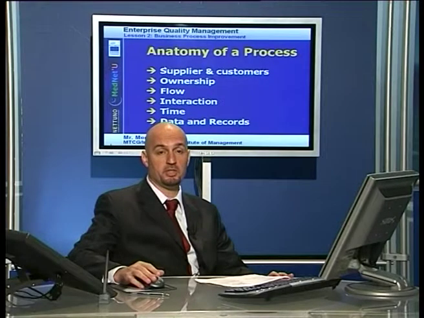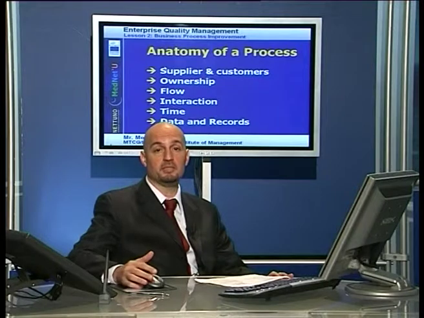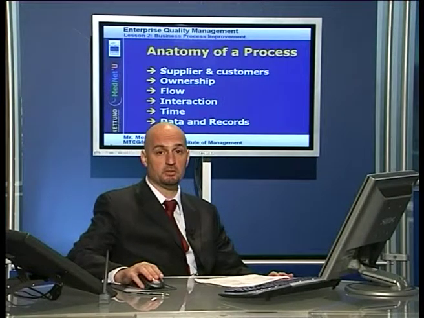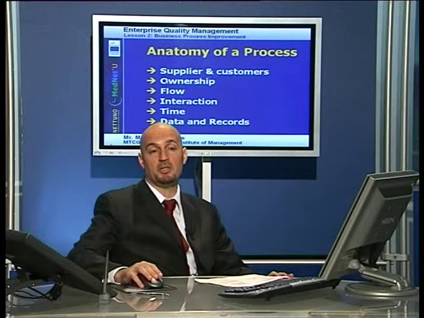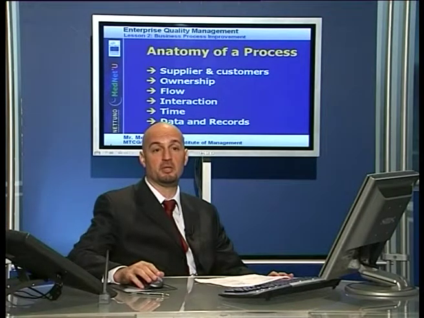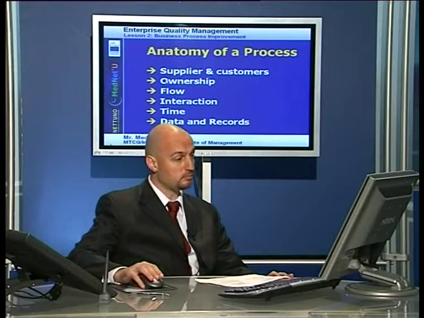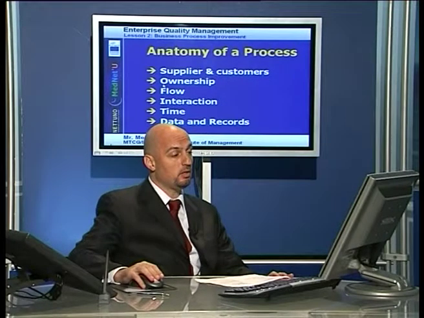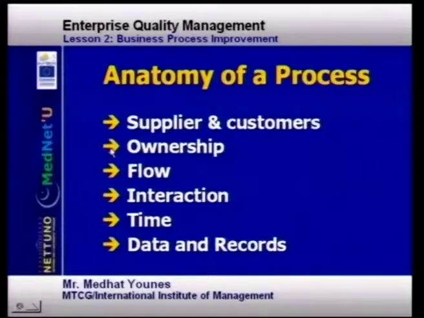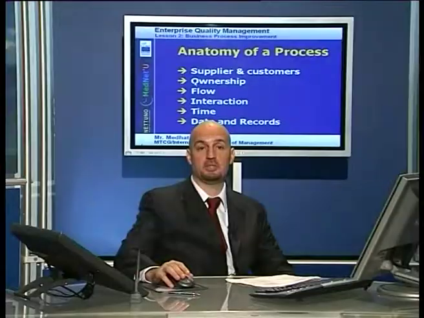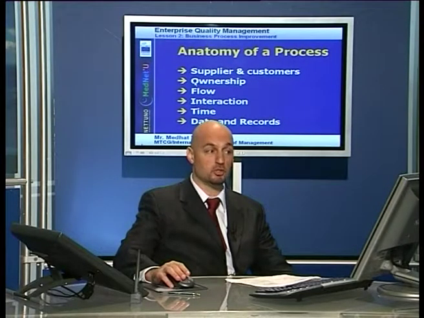Sometimes a process is internal, and the customers would be an internal customer, like another department or a manager. Sometimes the process is external, and the customer would be an external customer, like the customer you sell to. One of the 12 questions also includes the ownership. The ownership of the process. Who has the authority to execute this process, and who has the authority to change it?